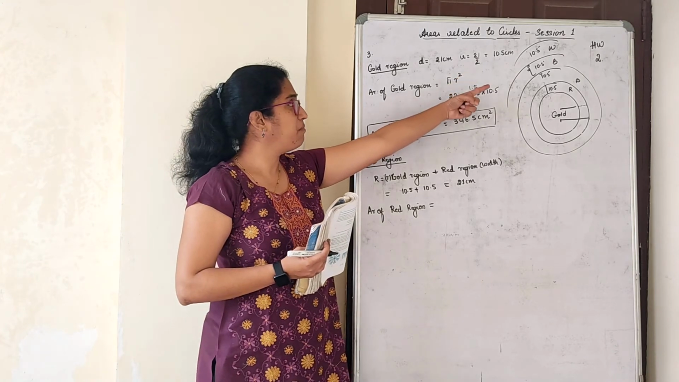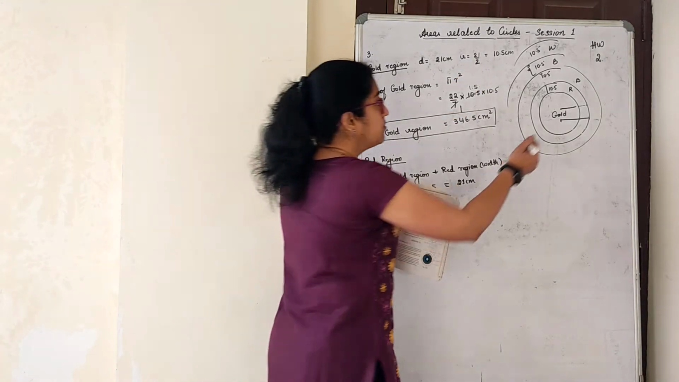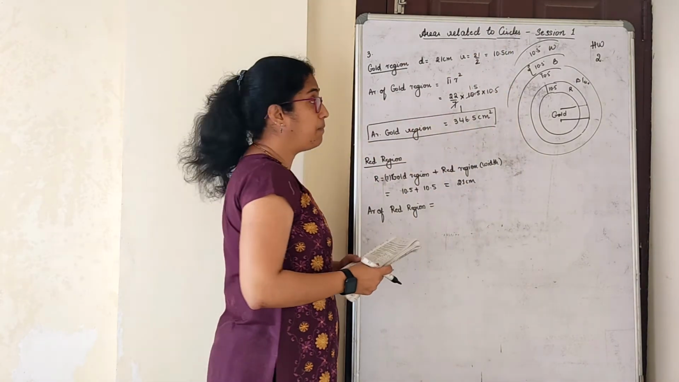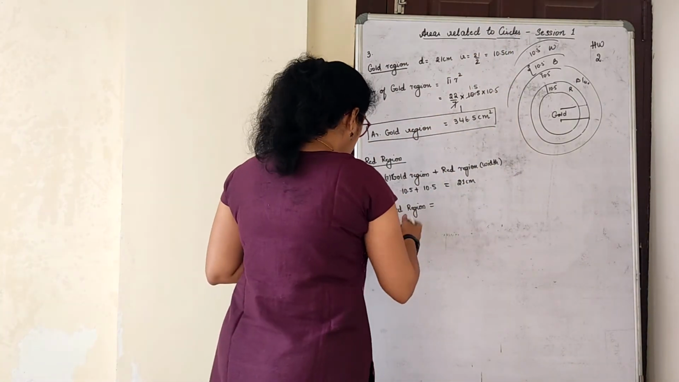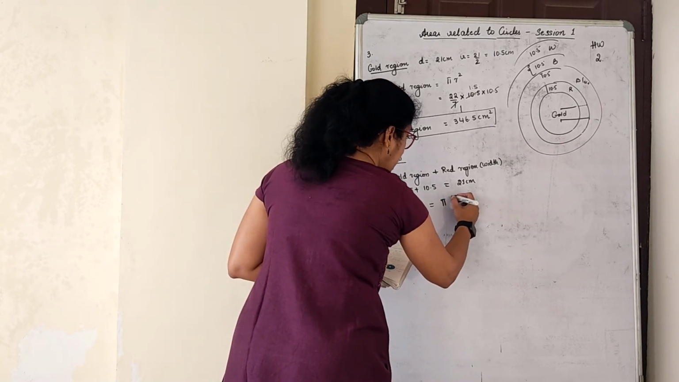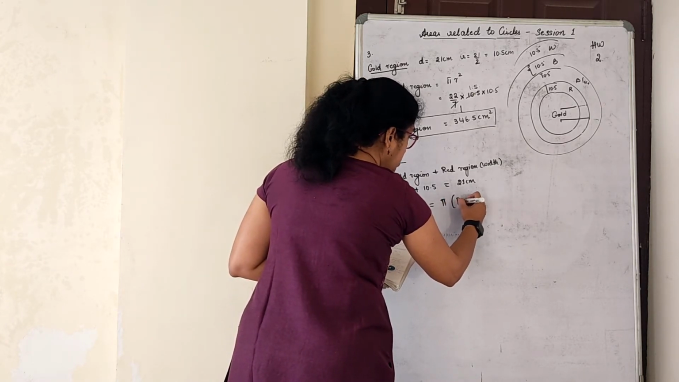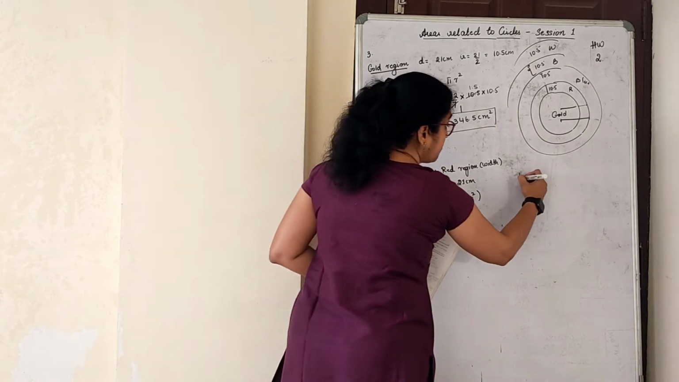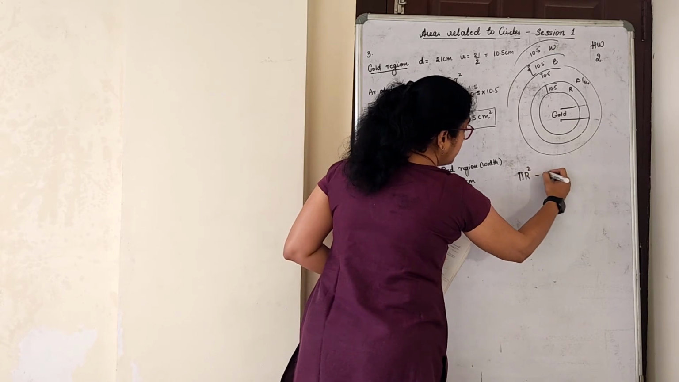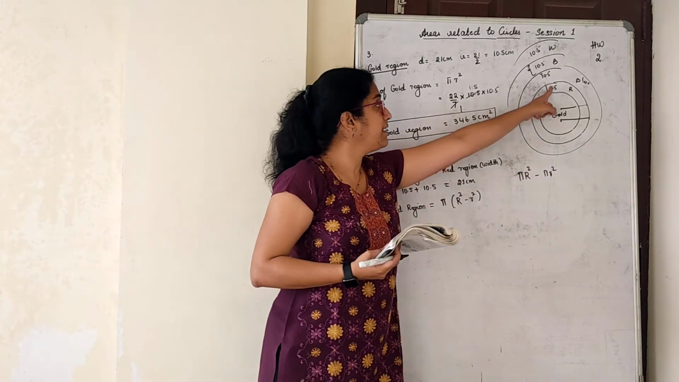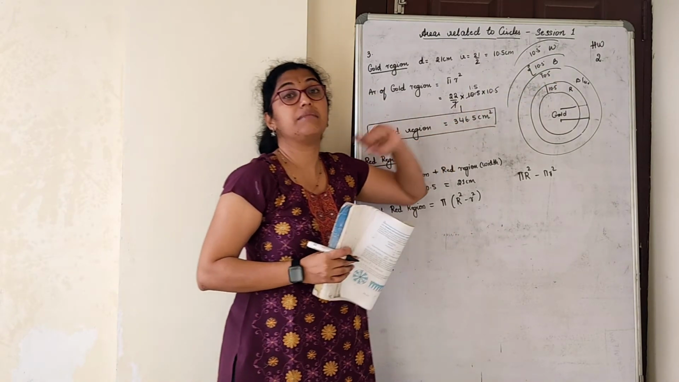Similarly, we apply for black, similarly for blue, similarly for black, and the similar one is applied for white as well. So area of the red region is equal to pi r square minus pi r square. Area of the gold region minus this area will give me the area of the remaining portion.